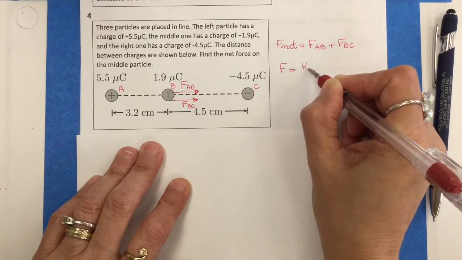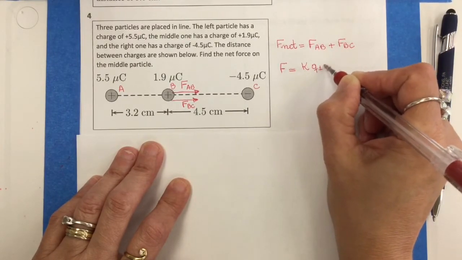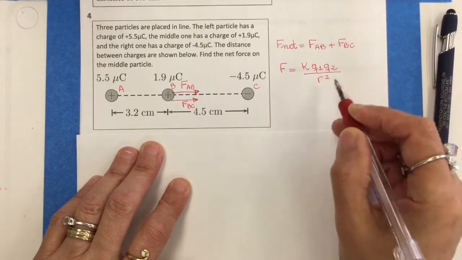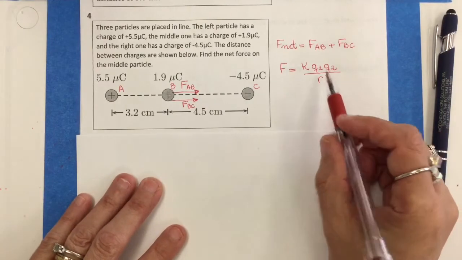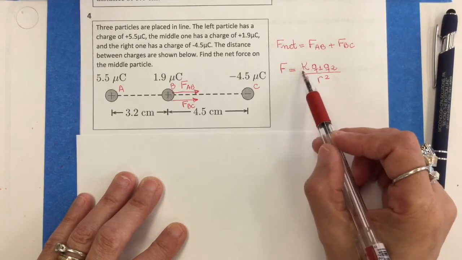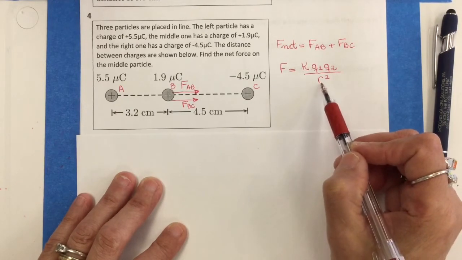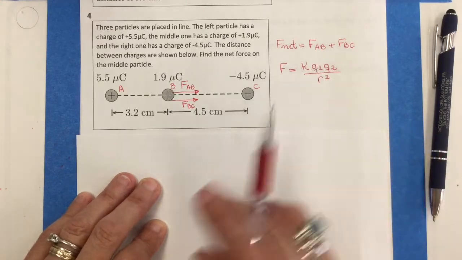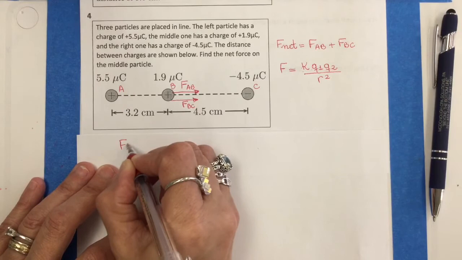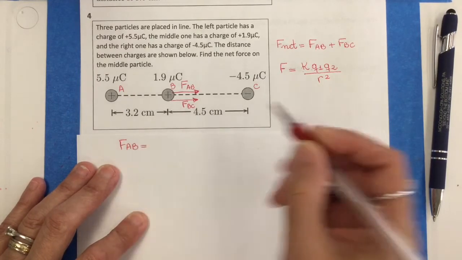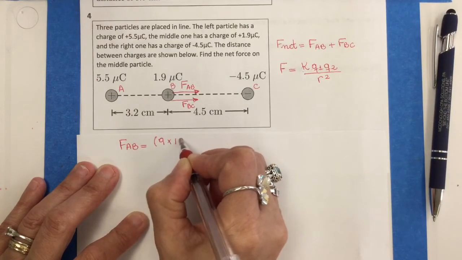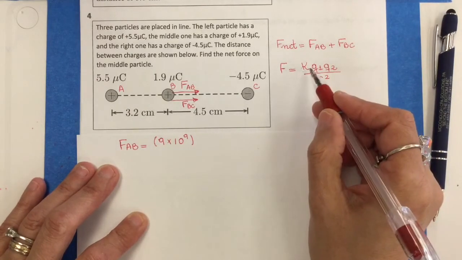F is K Q1, Q2 over the distance between both charges squared. So that's the form: the product of both charges times Coulomb's constant divided by the distance between them squared. So what we are going to do now is calculate our FAB. The formula that we are using is 9 times 10 to the 9. That's the value of Coulomb's constant.